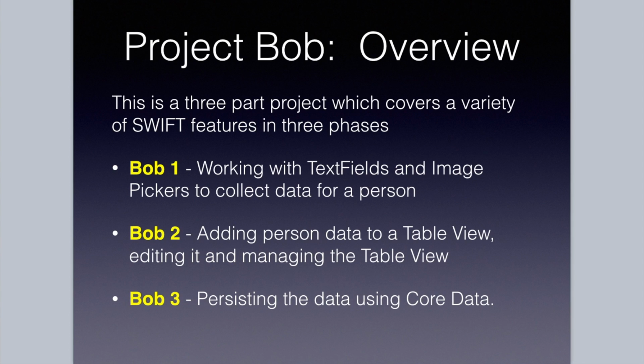Bob-2, which is a future presentation, is where I bring in the table view, and I have customized cells, and the information that we created in Bob-1 for an individual is now going to be brought into the table view. And we'll show you how things go back and forth between the table view, how you can select something to edit, how you navigate, how you delete things in a table view, all the things you might want to do in a table view. And then Bob-3 is where we persist the data. So by the time you're done with the cycle of these three things, you'll have essentially a completed application.